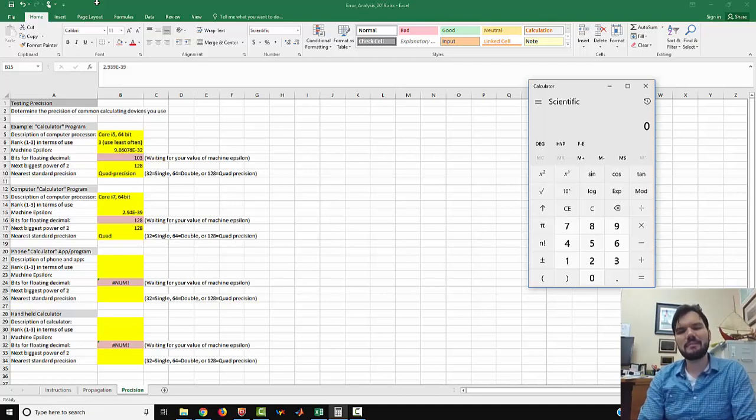I hope that demonstration was helpful to see how you can test the precision of something like a calculator on the computer. You do the same process on your phone or on your handheld calculator. Just test those numbers out and check those powers of 2. So just see which of your devices are the most precise in the way that they store numbers. Kind of cool. Well, good luck with that.